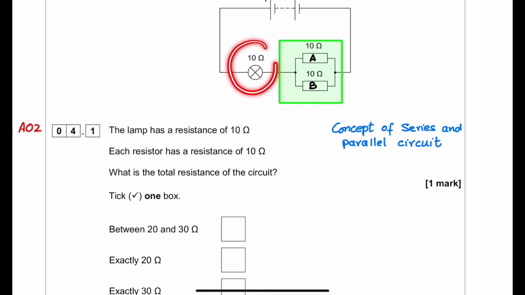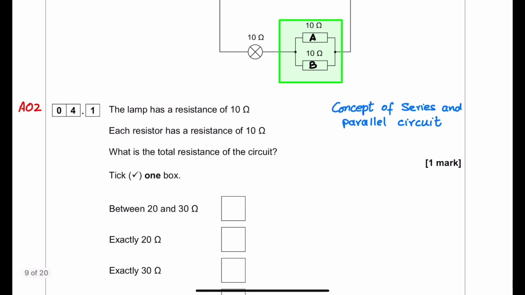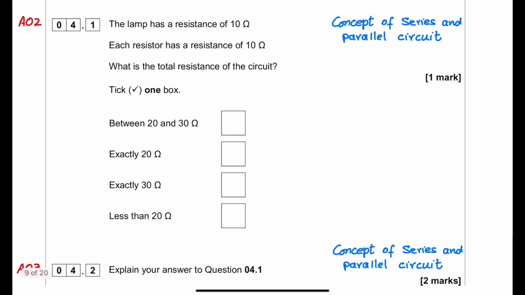Whereas this filament lamp is in series with this circuit, so both are in series. Therefore, the total resistance is the resistance of this filament lamp plus the resistance of this parallel circuit. So this is 10 plus less than 10, so it is less than 20. So the possible answer given here is less than 20.